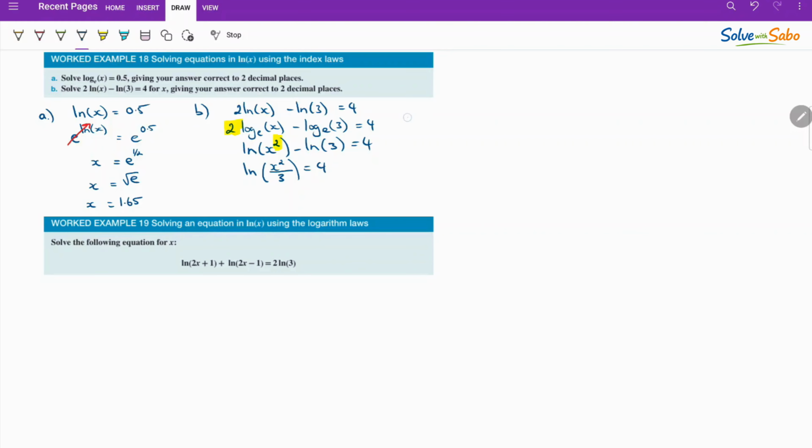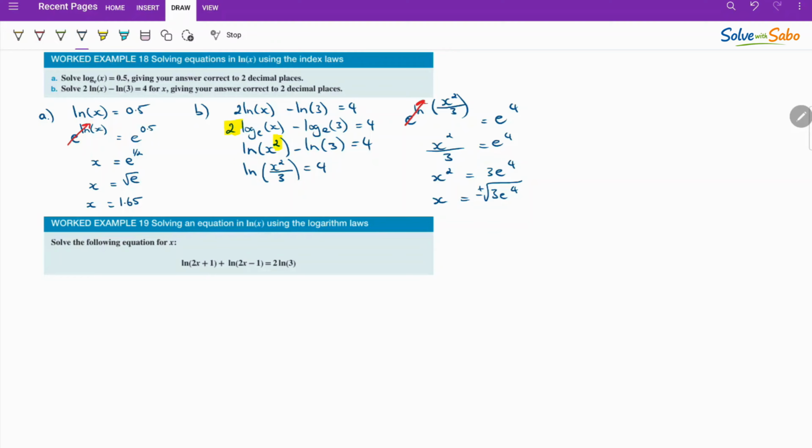So, that's going to allow us to do e to the ln of x squared on 3 equals e to the 4. And the whole reason we do this is so that these cancel out, and it's just going to leave us with x squared on 3 equals e to the 4. Doing some rearranging, x squared equals 3e to the 4. And then lastly, I would need to do the square root of all of this, and it's going to be plus minus.